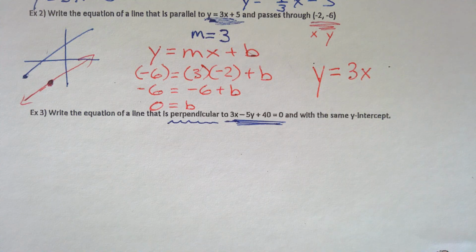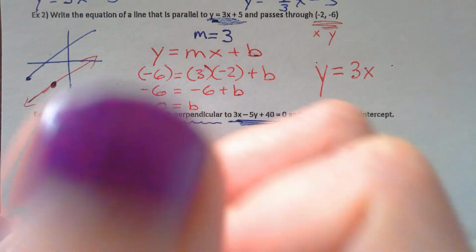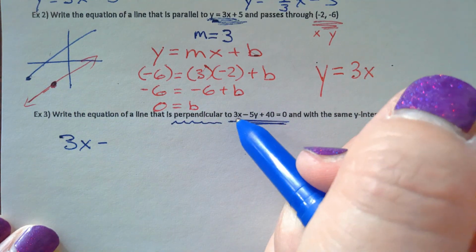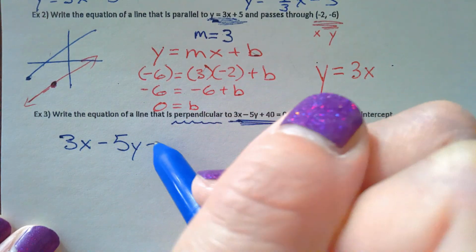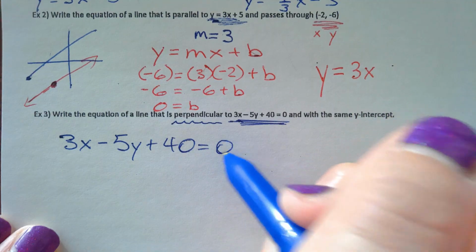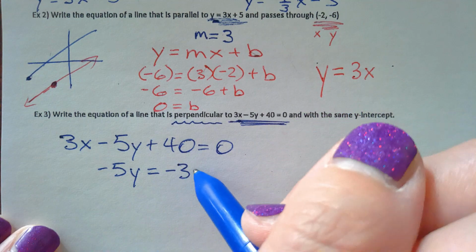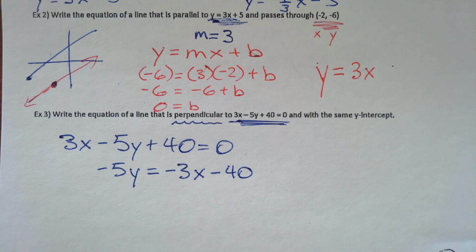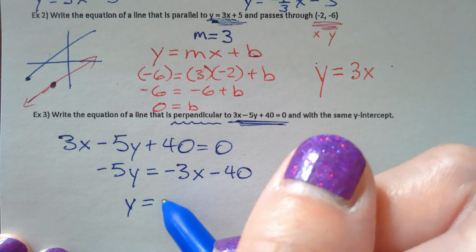So what do you think is my very first step? Rewrite that into y equals mx plus b form. Perfect. So rearrange it, because just looking at this, my slope is not 3. I have to rearrange this equation to y equals mx plus b form. So I'm going to move the 3x over, becomes -3x. Move the 40 over, becomes -40. Don't forget, I have to divide everything by -5.